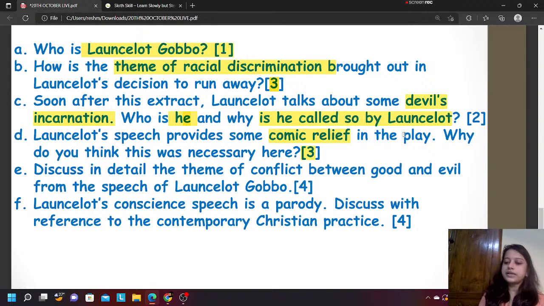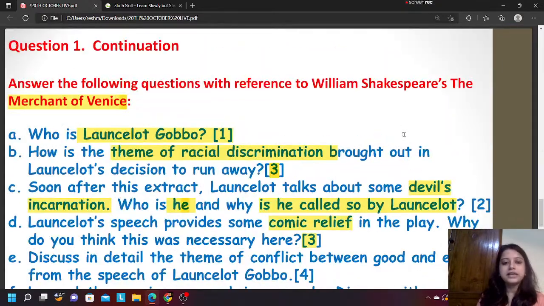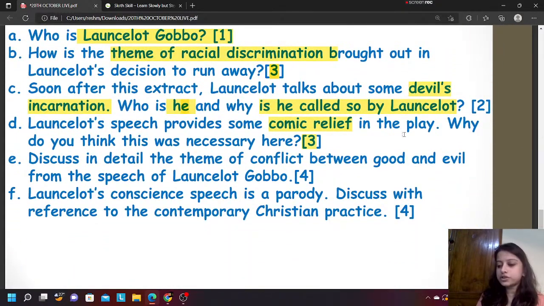Yes, that also you can say. He calls Shylock the devil's incarnation because he believed that he had to work a lot for Shylock, and even one could count the number of ribs. He was all bones because of so much work. That is what he's trying to say. Mayank, you can say that also. So this Lancelot's speech is kind of a comic relief. Now, why do you think this is necessary? Why is it necessary over here?